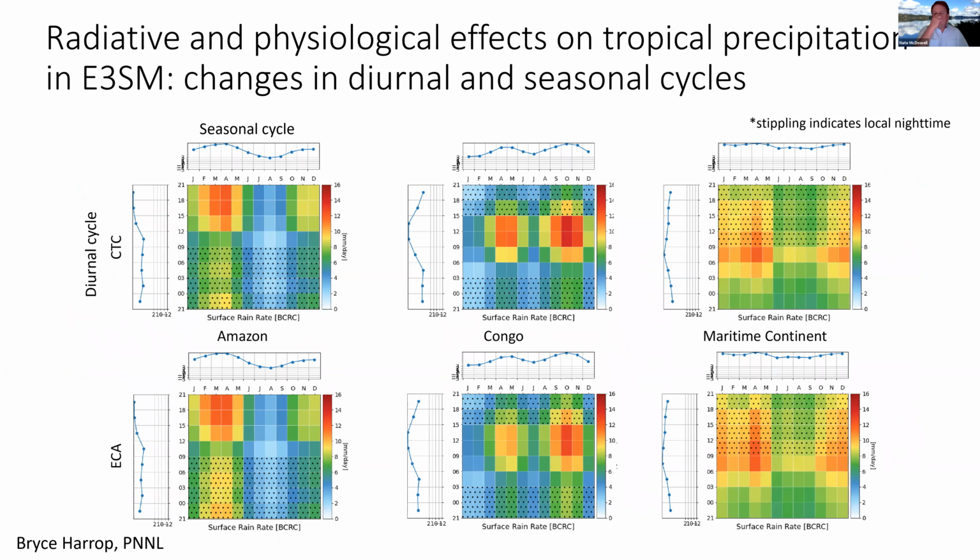Now here's some new work from PNNL, working with E3SM, looking at the radiative and physiological effects on precipitation at the diurnal and the seasonal cycles. So if you look at the figure in the upper left, the diurnal signal is the y-axis, the vertical axis. The seasonal cycle is the x-axis, so you can see January through December there. On the diurnal cycle on the vertical, you can see the hours of the day. I had to look at this for a while to make sure I understood it, you can tell.